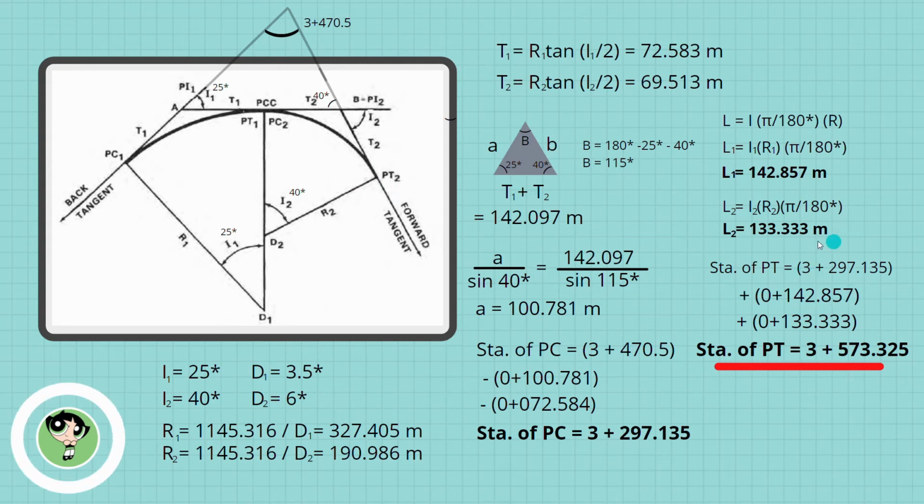So, we're just going to add ato ang station of PC, which is 3,297.135 plus our L1, which is 142.857 plus our L2 kani, which is 133.333. Plug in sa itong calculator, add na to. So, it will give us a value sa itong station of PT, which is 3,573.325.